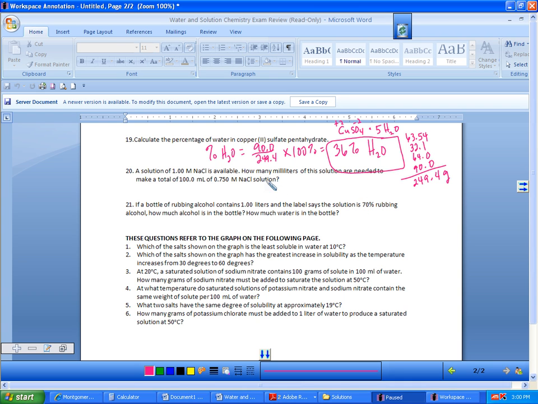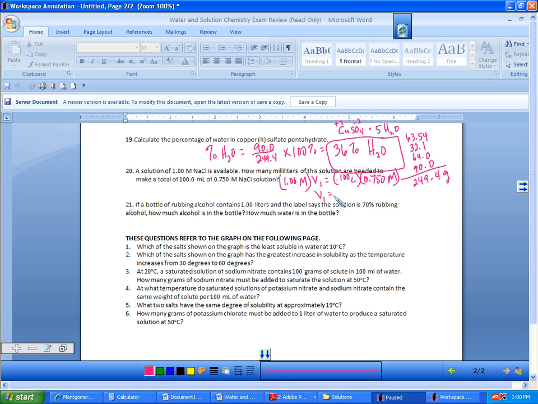All right, a solution of 1 molar NaCl is available. How many milliliters of this solution are needed to make a total of 100 milliliters of 0.75 molar NaCl solution? So it looked like to me I was going to do a dilution, so I said, okay, I have 1 molar. I need some volume of that so that I can get 100 milliliters, or 0.100 liters, of 0.75 molar.